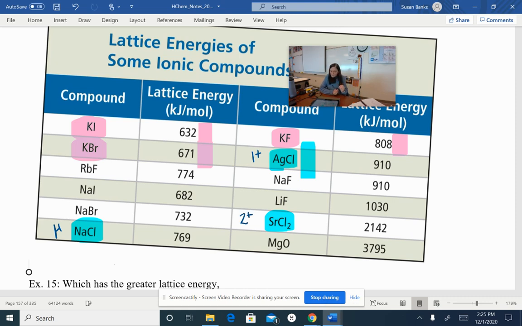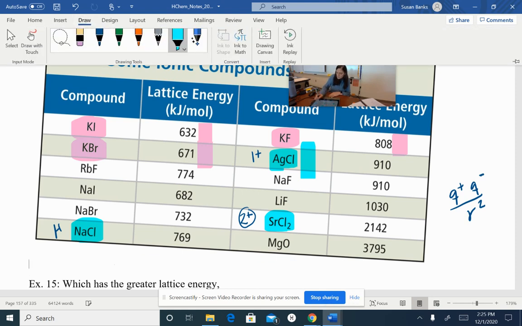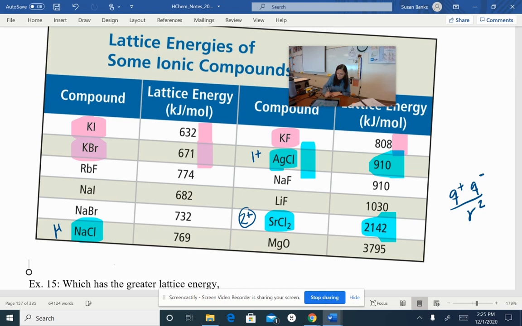So since that is on the numerator of that factor, remember Q1, Q2, and the negative divided by the radius, right? Wouldn't a +2 create a big factor here? So instead of having +1, -1, we're now going to have double the factor. So we would expect strontium chloride to have the highest lattice energy of these. And does that pan out? 241 versus 910 versus 769. Yep, that indeed does pan out. Strontium chloride has the highest lattice energy of those.